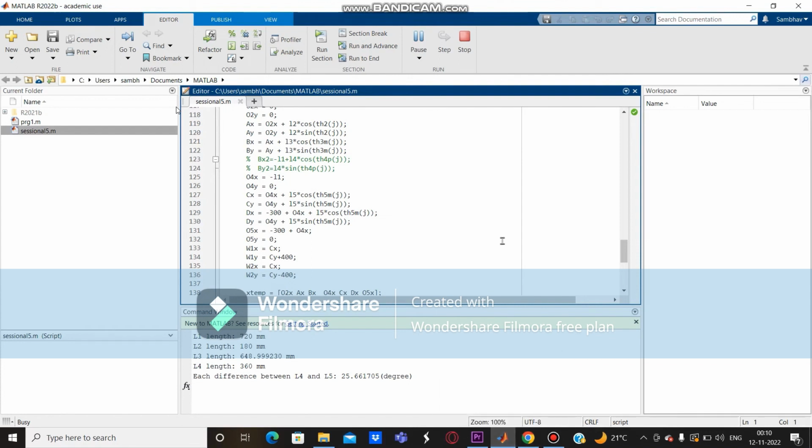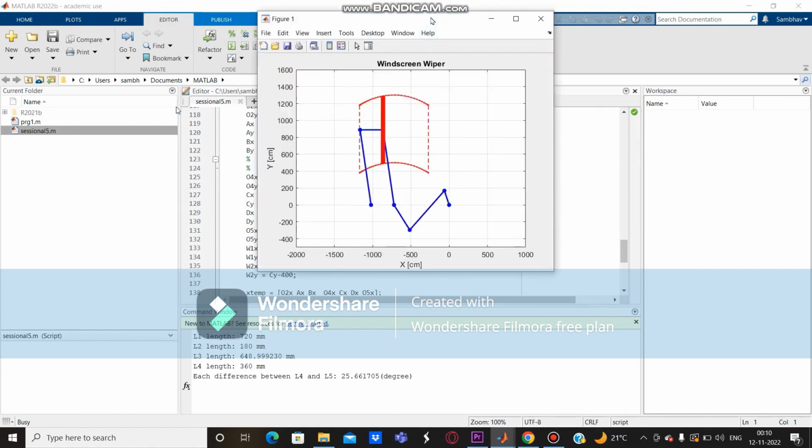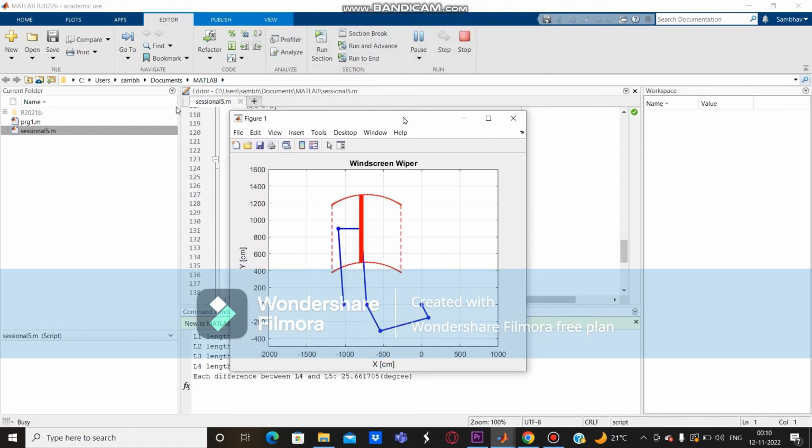This is the simulation. The angle between the extreme configurations is 26 degrees based on the parameters that we input to the question. And the simulation shows the motion of the windscreen wiper as it moves from one dead center configuration to the other dead center configuration, bringing about the two extreme positions of the wiper.